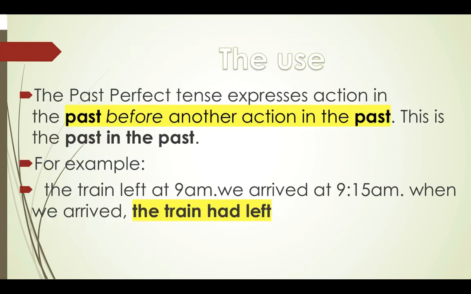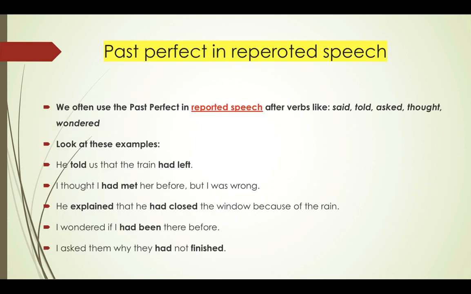We also have another use of past perfect. The first use is to express actions that happen before another action in the past, or we can use it also in reported speech. We can use it in conditional type 3. We can use it in future perfect, etc. So I'm going to highlight these tenses in next videos. I'm going to explain reported speech, conditional type 3 or impossible condition, and the future perfect.